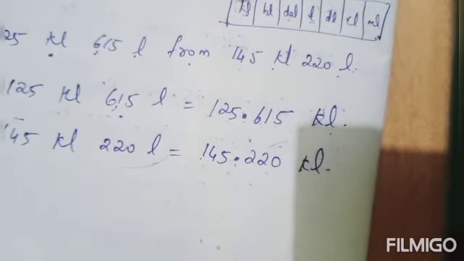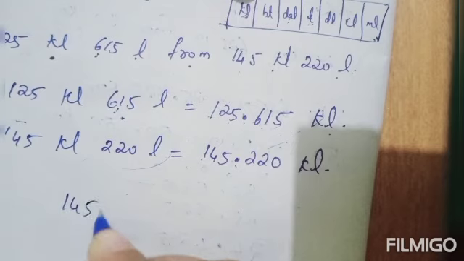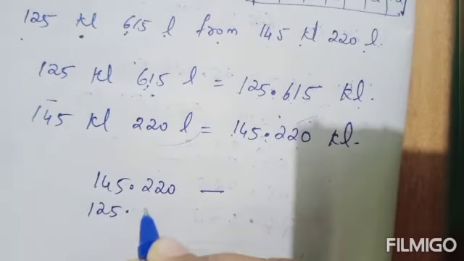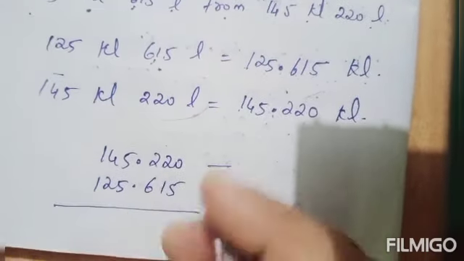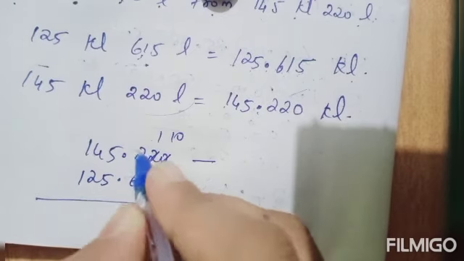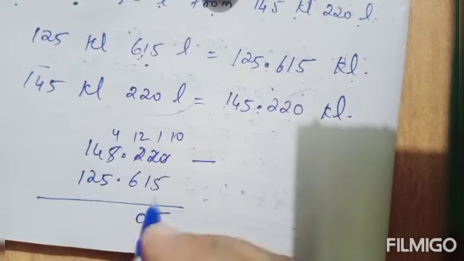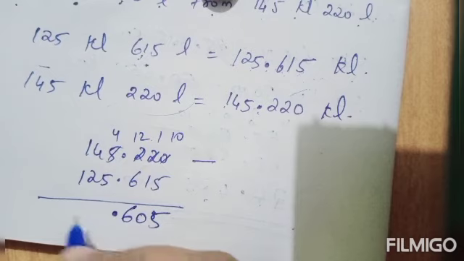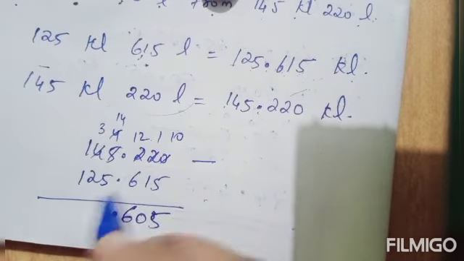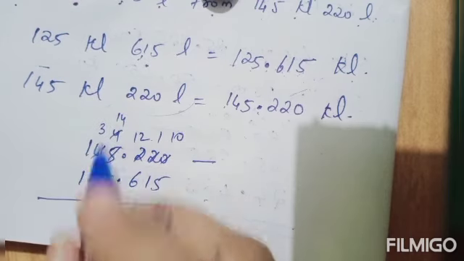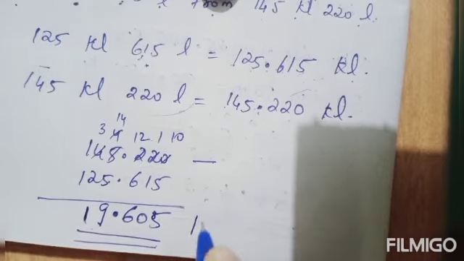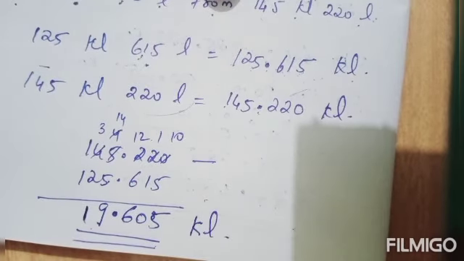Okay. Now you can subtract 145.220 minus 125.615. Okay. So here 10, here 1. So 5 here, 0 here. Now 12, here 4. So 6 here, then the decimal point is coming. This will become 14. 4 will become 3. Now 5 to 14 it is 9, 2 to 3, 1. So 19.605 kiloliter. This will be the answer.